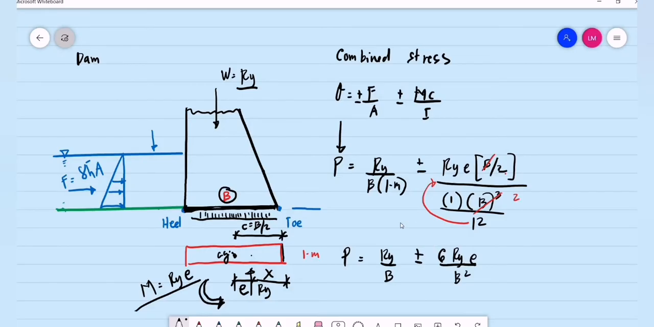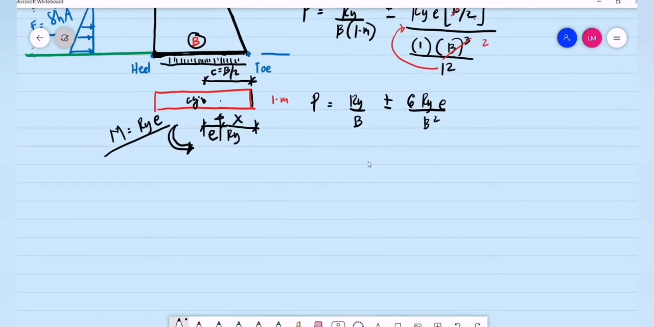So from this equation, we can factor out Ry over B. So the pressure at the base is now equal to Ry over B multiplied by 1 plus or minus 6 times E divided by B. So this is our general equation for the computation of the pressure at the base of the dam. So obviously, we are using the addition operation if we are computing for the maximum pressure, and we are using the minus operation if we are computing for the minimum pressure.